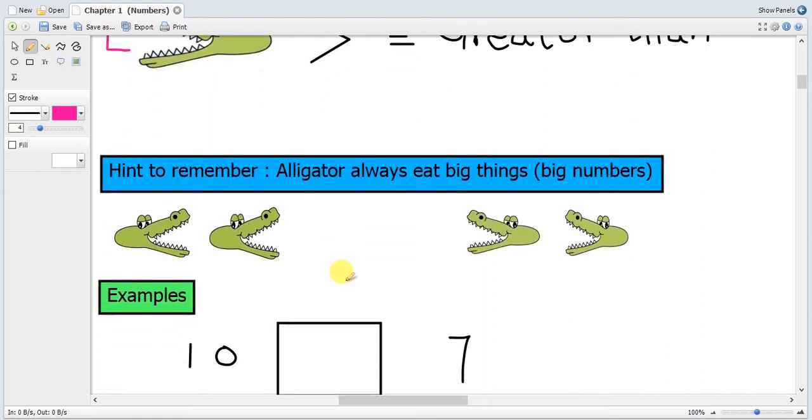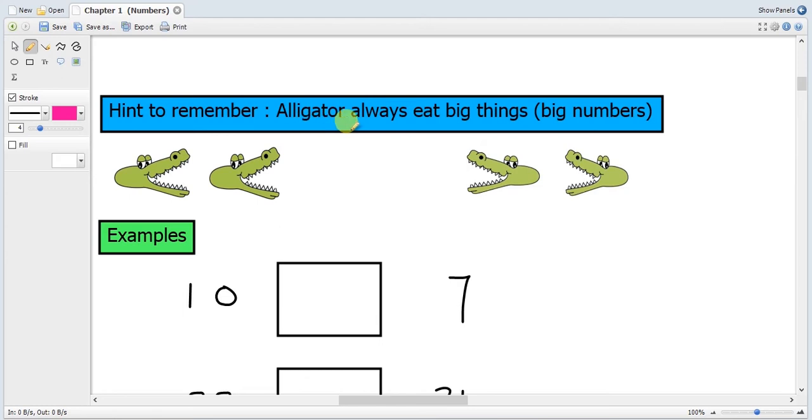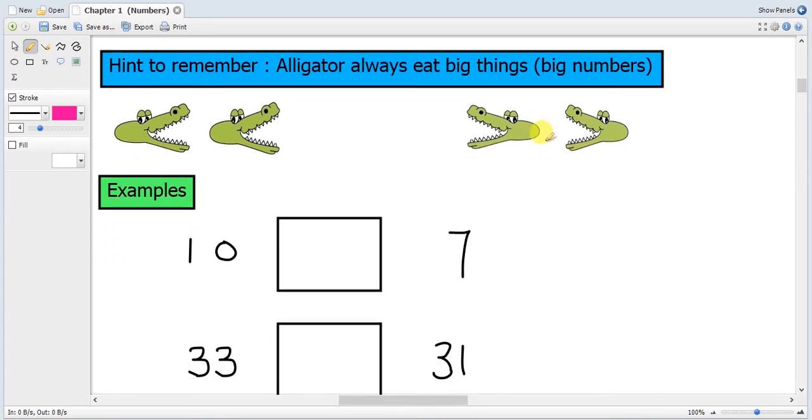Here is another hint: the alligator always eats big things or big numbers. This is a very easy trick for remembering the symbolic representations of greater than and less than signs. Now we are going to do certain examples that will make your concept clear.